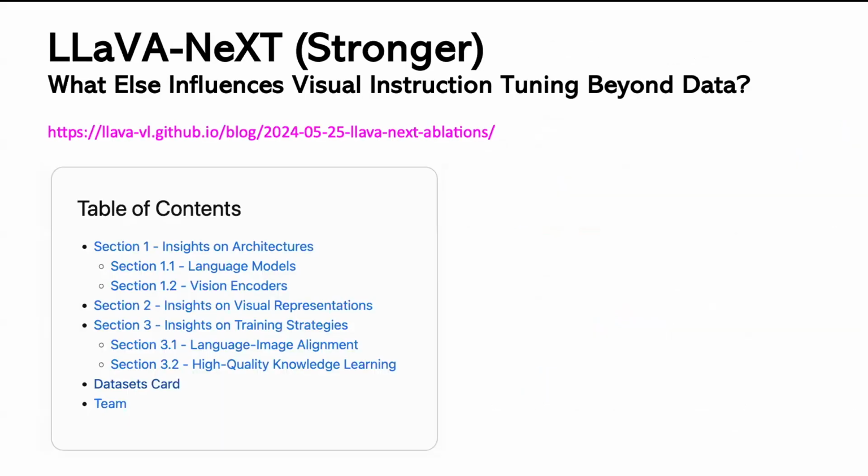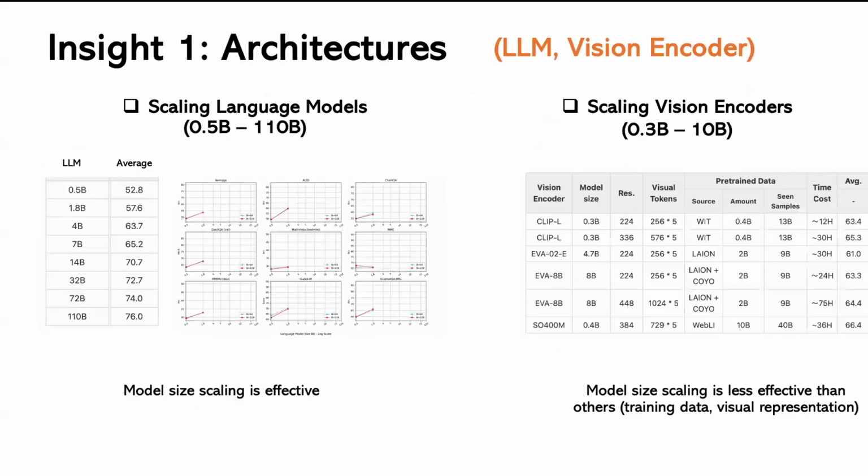So we further provided some ablation study. I'll talk about them in 3 parts. The first one is ablation study on architecture. Remember, I mentioned that in Llama, we have 2 pre-trained models. One is the language model, the other one is the vision encoder. Let's take a look at the scaling behavior of each.